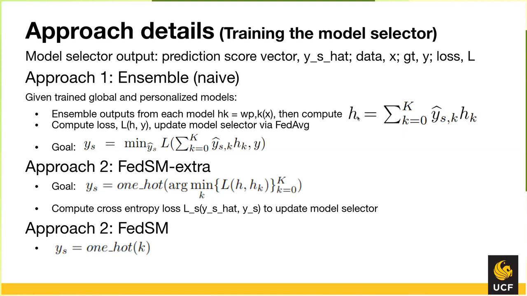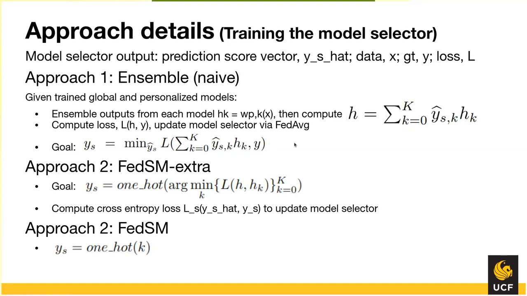And to compute this term on the right of the slide, H equals, sorry, I should back up. I didn't clearly explain the output of the model selector. It's a vector of K plus 1 elements, 0 corresponding to the global model and the other K corresponding to the K client models. So the model selector outputs that vector YS. So that's what we want to learn in this process. So going back to where I was, we want to compute this H equal to the weighted sum of each client output times the weight from the model selector. And then we can compute the loss between the output we're expecting and this H that we computed and use that to update the model selector via federated averaging. So we want to learn some YS hat that minimizes this difference between our computed output and the true output.